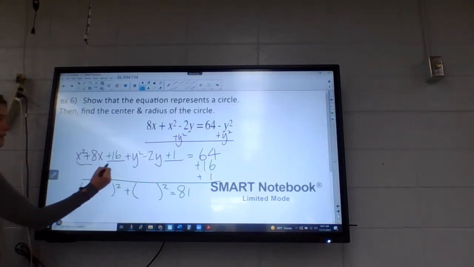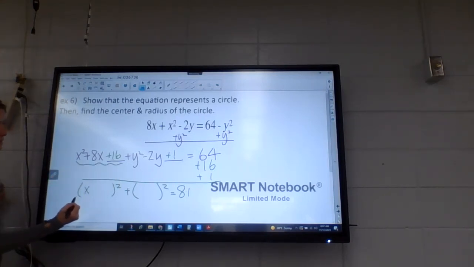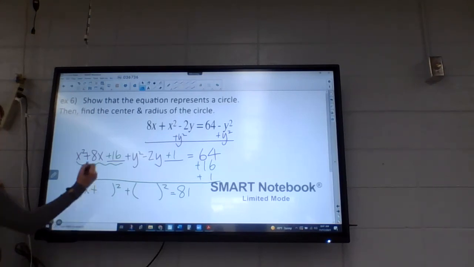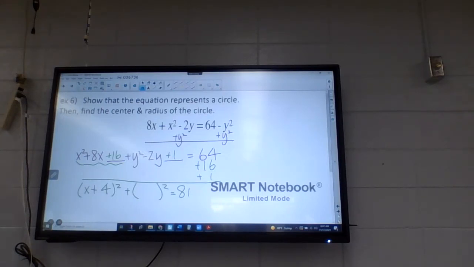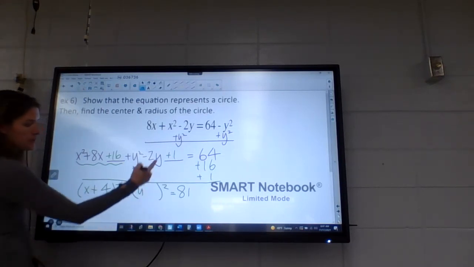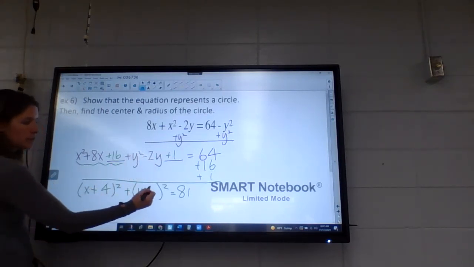So this part, we have x plus 4 times 4, right? And then y, multiply to negative 1, add to negative 2, minus 1.